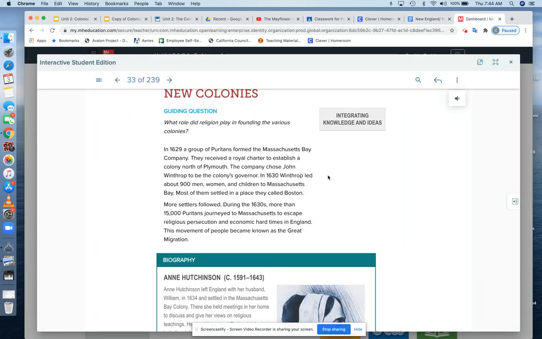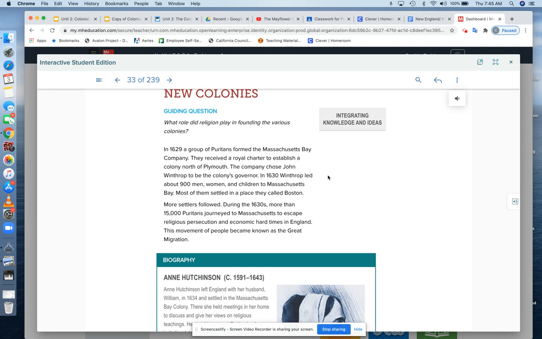In 1629, a group of Puritans formed the Massachusetts Bay Company. They received a royal charter to establish a colony north of Plymouth. The company chose John Winthrop to be the colony's governor. In 1630, Winthrop led about 900 men, women, and children to Massachusetts Bay. Most of them settled in a place they called Boston.